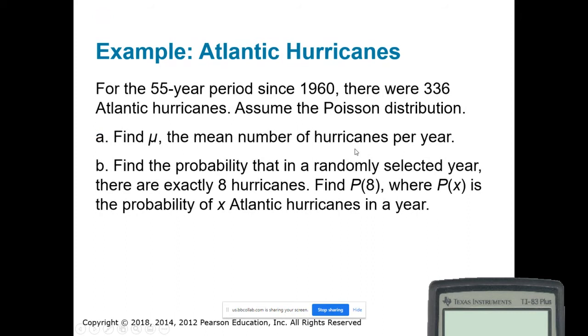All right, so let's take a look at an example. It says for the 55-year period since 1960, there were 336 Atlantic hurricanes. And we're to assume that this is a Poisson distribution, which means that this meets all the 4 requirements previous. There is some time interval, and it's important to note the time interval because the number of occurrences divided by the time interval will give you the mean. We're asked to find the mean, and then we're asked to find the probability of exactly 8 hurricanes in 1 year.